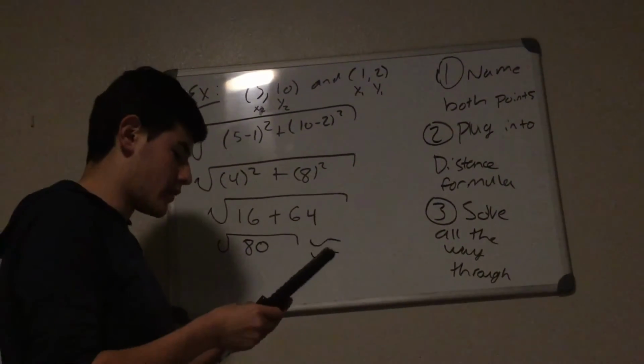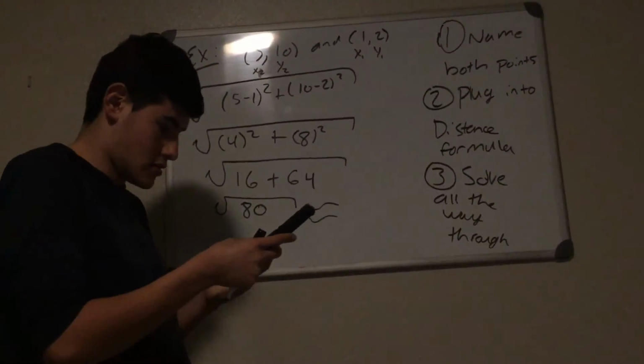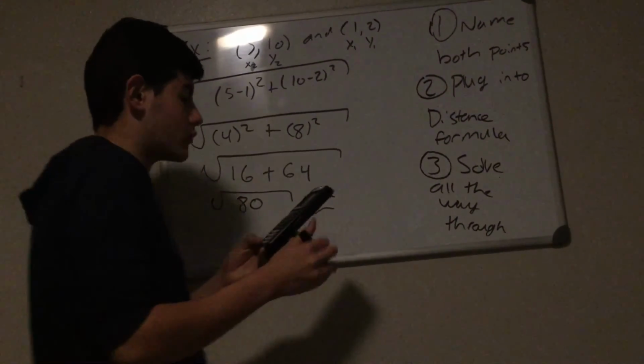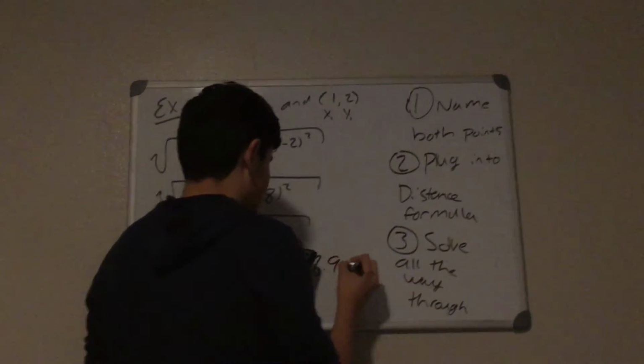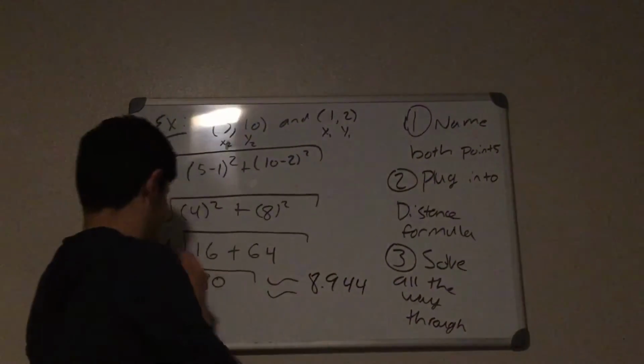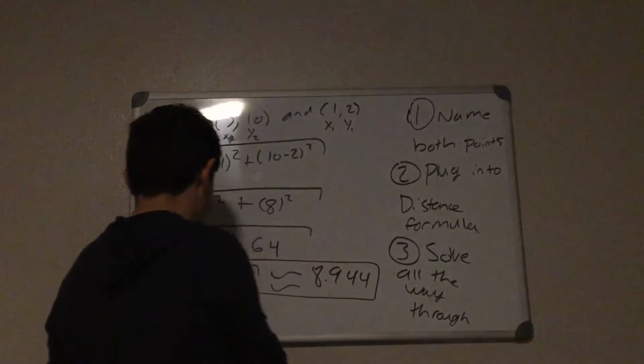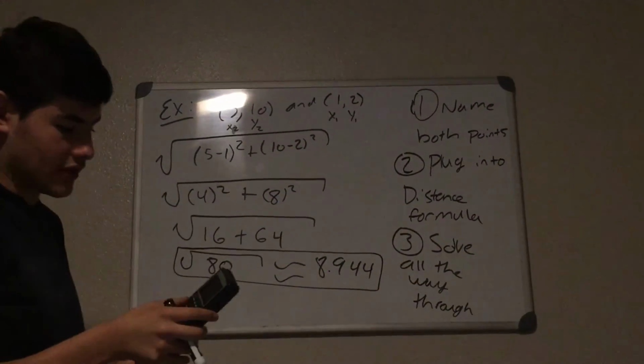which with an estimate, we're going to plug that into our calculator. We get, rounded to the nearest hundredth again, our answer is 8.944. Okay, so there we go.